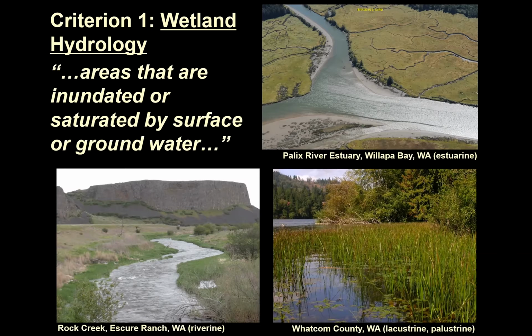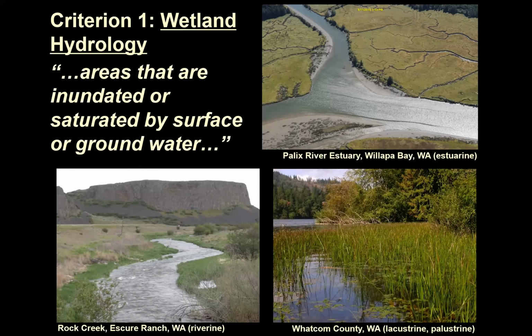So first off, as you might intuit, wetlands need to have water. Wetlands are inundated or saturated by surface or groundwater, and that water needs to be present for a specific period of time, as outlined in the methodology for identifying wetlands. That water can be salt water related, as you might find in an estuary. For example, the Palix River estuary in Willapa Bay. That's a great shot of an estuarine system. It's influenced by brackish marine water.